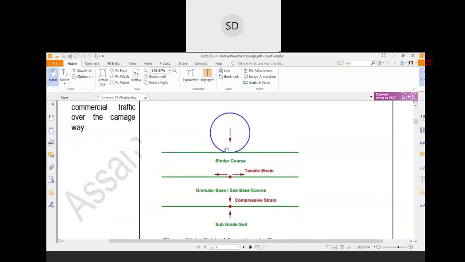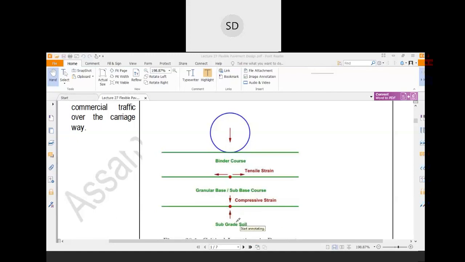Now, if this is a flexible pavement, see these are the three layers. One is the binder course, then the granular base or subbase course, and the subgrade soil or subgrade course. Now, your compressive strain would be generated just above the subgrade layer, and because of this compressive strain, some permanent deformation will occur. Because of that permanent deformation, it will be carried to the top of the surface.